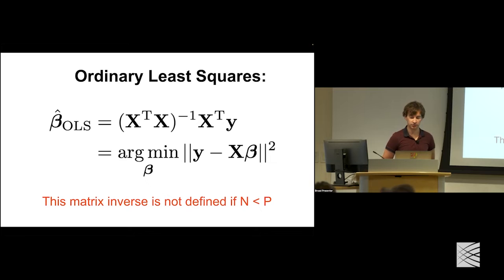The nice thing about ordinary least squares is that there's a nice closed form solution for beta in terms of x and y. But one problem with this, of course, is that this solution isn't even well-defined if n is less than p. So if you have fewer data points than you have covariates, this object here isn't even defined. And so this approach isn't even applicable in the high dimensional setting where p is generically larger than n.